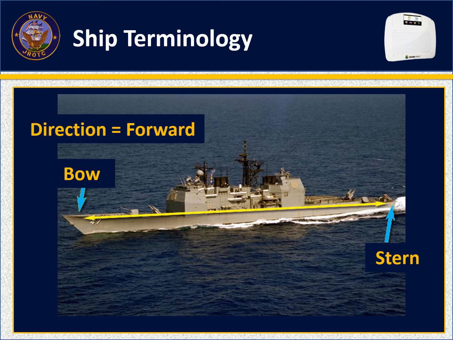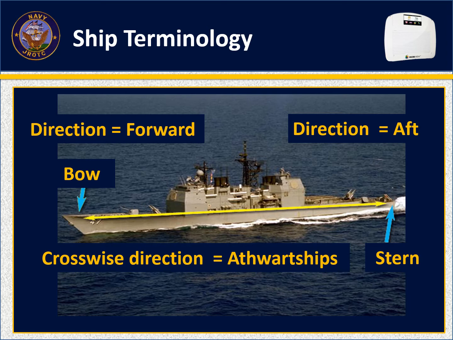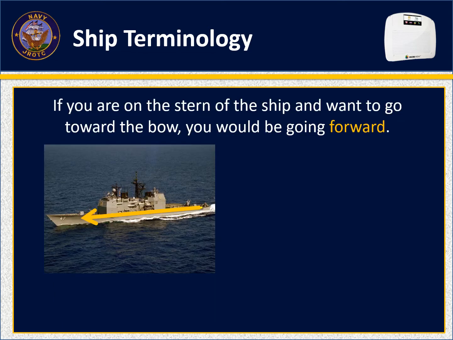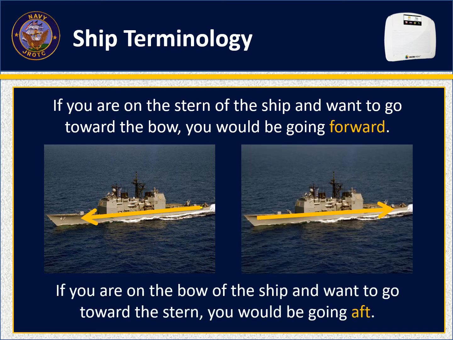Direction of movement. If you're going to the front part of the ship, you're going forward on the ship. If you're going to the back part of the ship, you're going to the after, or we just shorten that to the aft part of the ship. Crosswise, if you're crossing the ship going from what we call the port side to the starboard, or the starboard to the port side, you're going athwartships. If you're on the stern of the ship and you want to go toward the bow, you are going forward. If you are on the bow of the ship and you want to go to the stern, you're going aft.